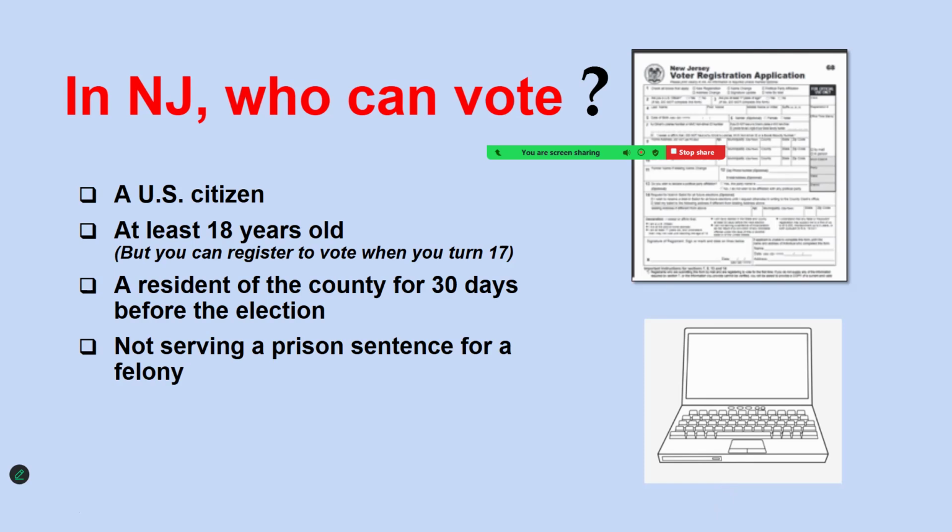However, if your sentence is completed, even if you're on parole or even if you're on probation, you can still vote. You need to register again, but you can vote again. Not everybody knows this, so please help us get out the word. It's a new law that makes it easier for citizens in New Jersey to vote.